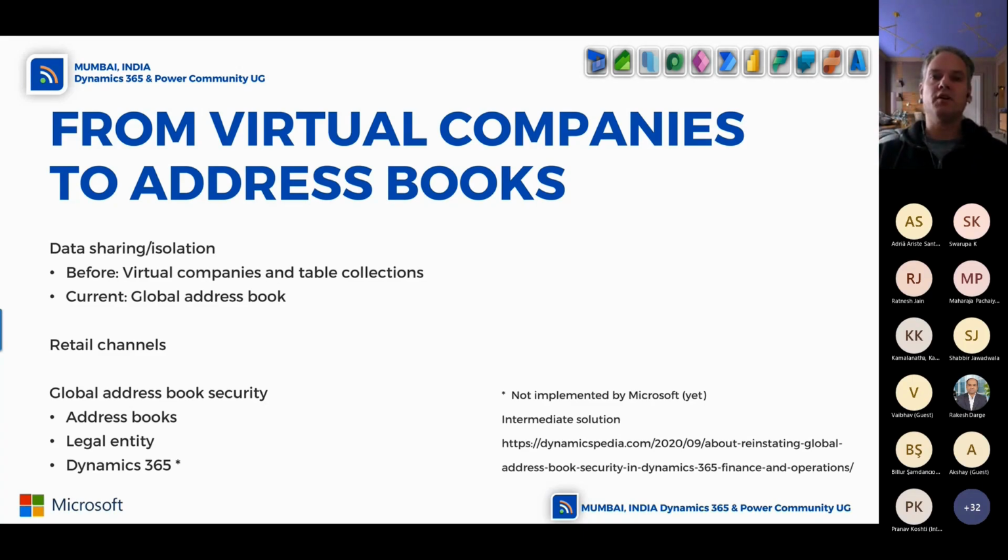Also, in AX 2012, Microsoft introduced a global address book security, where you could link teams to address books, and each team had team members. In that way, you could limit which persons in finance operations can see what parties, but that was also inherited to customers and vendors. Now, in Dynamics 365, Microsoft did not or not yet move it to Dynamics 365, and I created an intermediate solution myself.